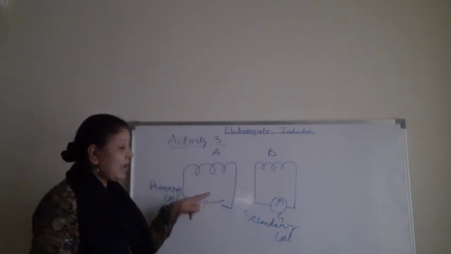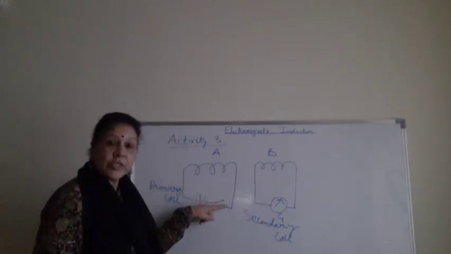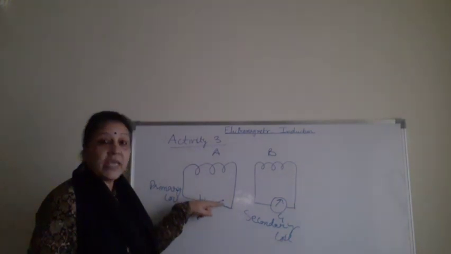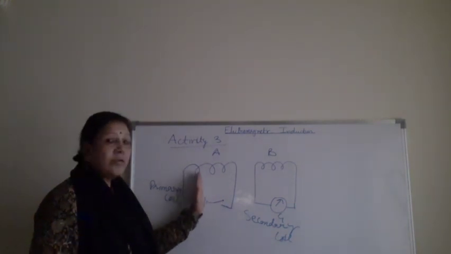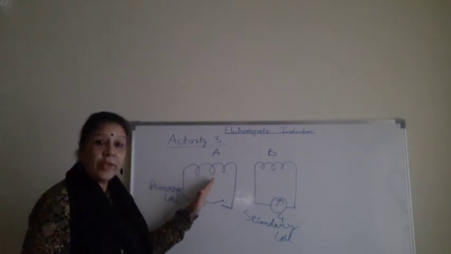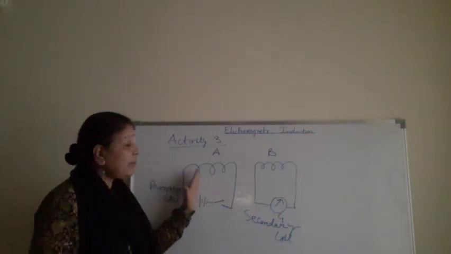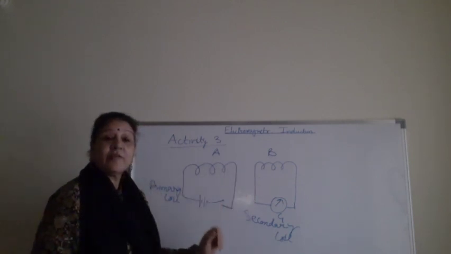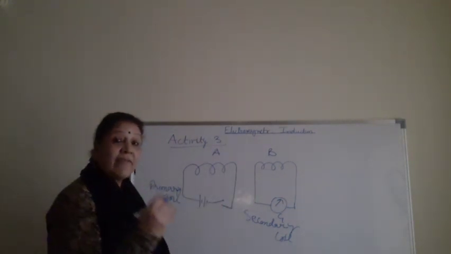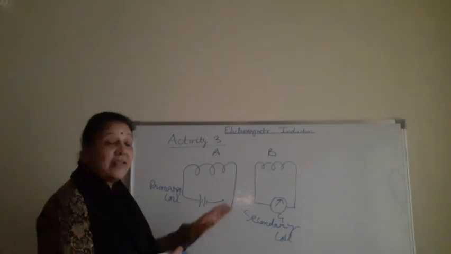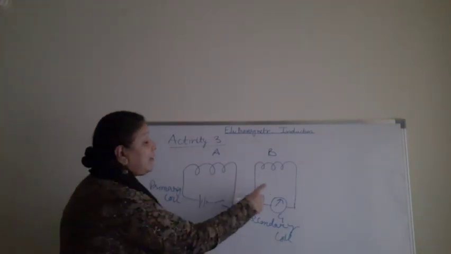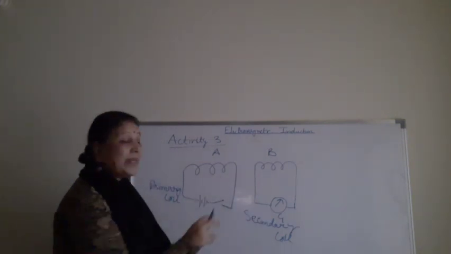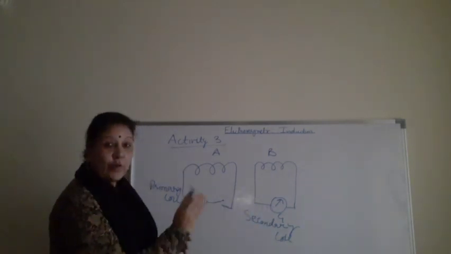Now what will happen when I switch it on or press the key? Because of this, electric current will start flowing in coil A. Because of this, the magnetic field will be produced, and this B will be under the influence of that magnetic field. Same thing, like we are pushing the magnetic field, the same thing will be observed, and here the deflection will be shown to one side of the galvanometer.